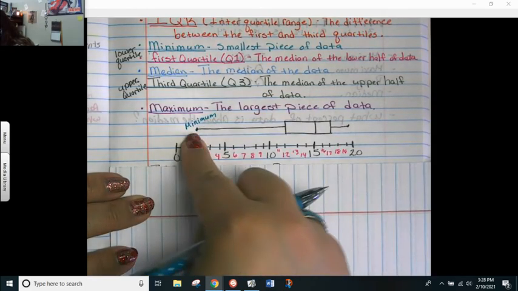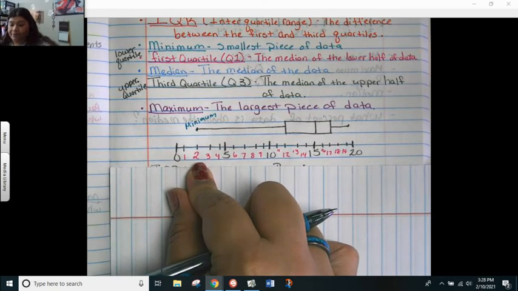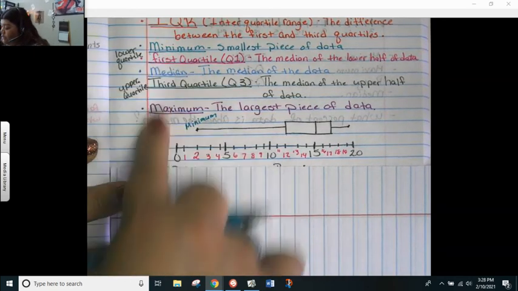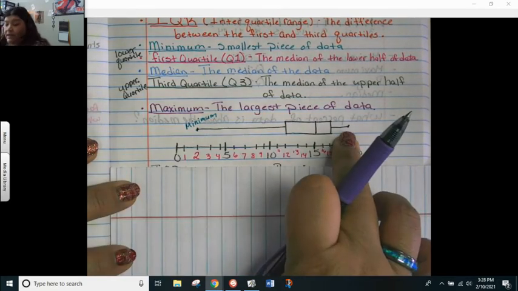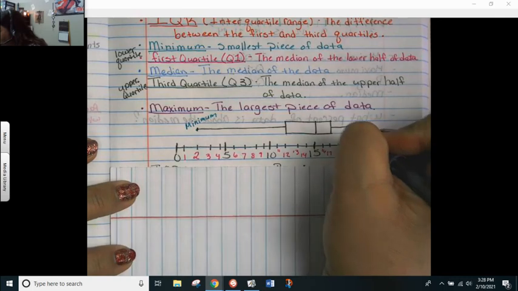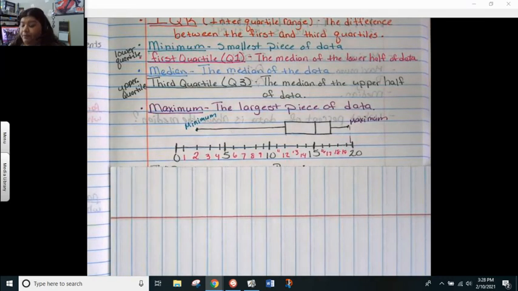Okay. It's the smallest piece of data. So 2 is my minimum. Then the next one, I'll go to the maximum. The maximum is the biggest piece of data. So in this case, it is the 20. So this is called the maximum. Okay, so minimum, maximum, pretty easy.